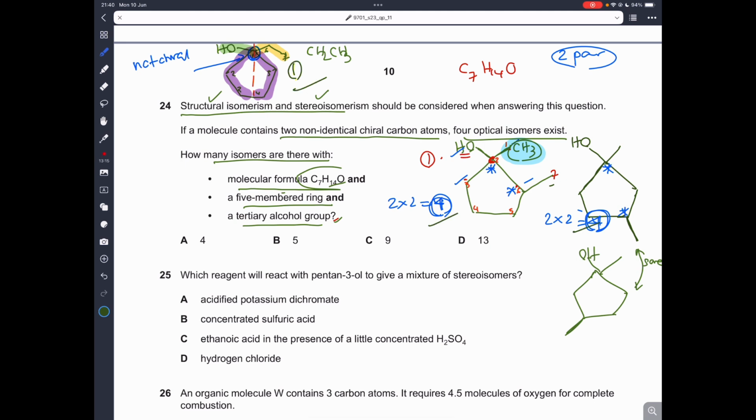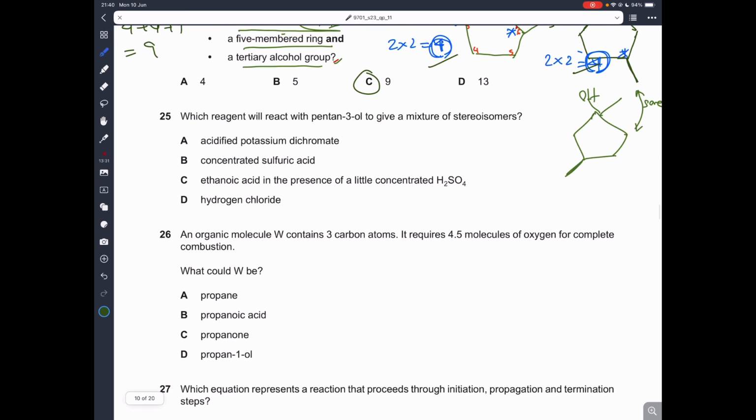So 4, 4, 1: 4 plus 4 plus 1. This is 9 isomers in total. This is a structural isomer. This is chiral. This is optical stereoisomers. So we have 9 isomers in total. So this was a little bit challenging, yes.